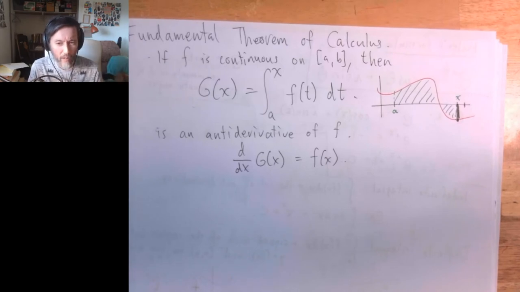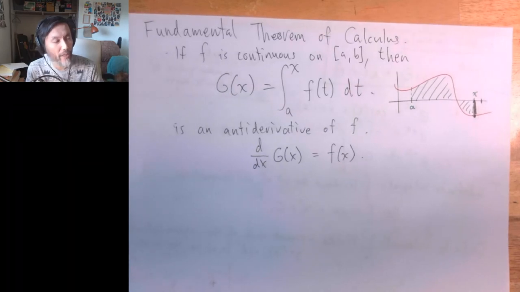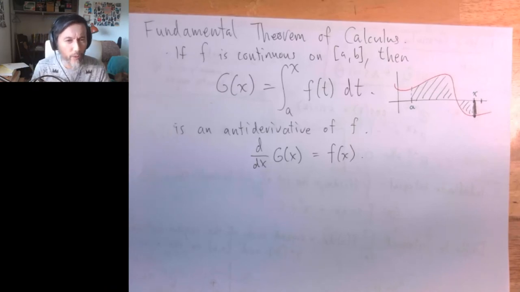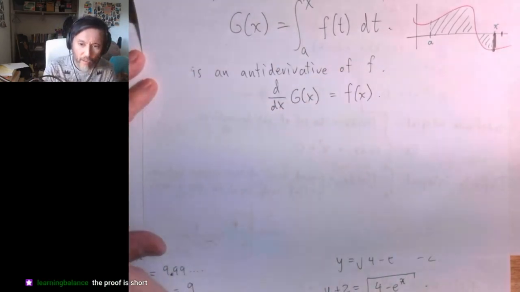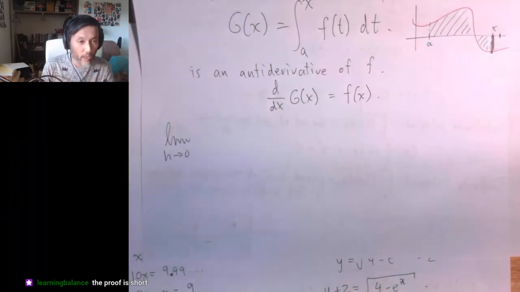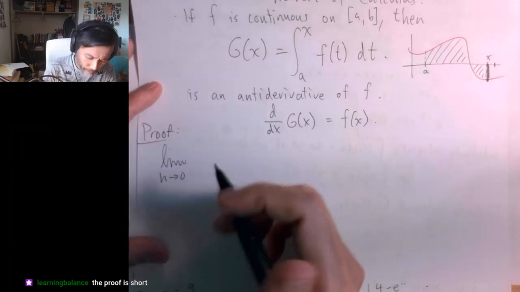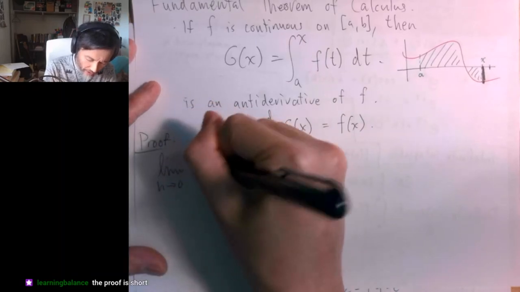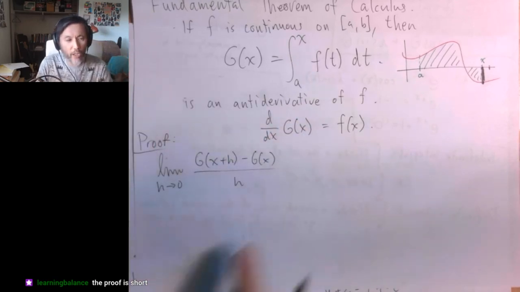Are you with me there? The proof of the fundamental theorem of calculus, I think, really makes this apparent. You know what? Maybe we should prove it. Maybe the proof is illustrative in this case. So if we take the limit as h goes to 0, we're going to apply the definition of derivative to this. What we need to look at is g of x plus h minus g of x, divided by h, right? This is the definition of the derivative.